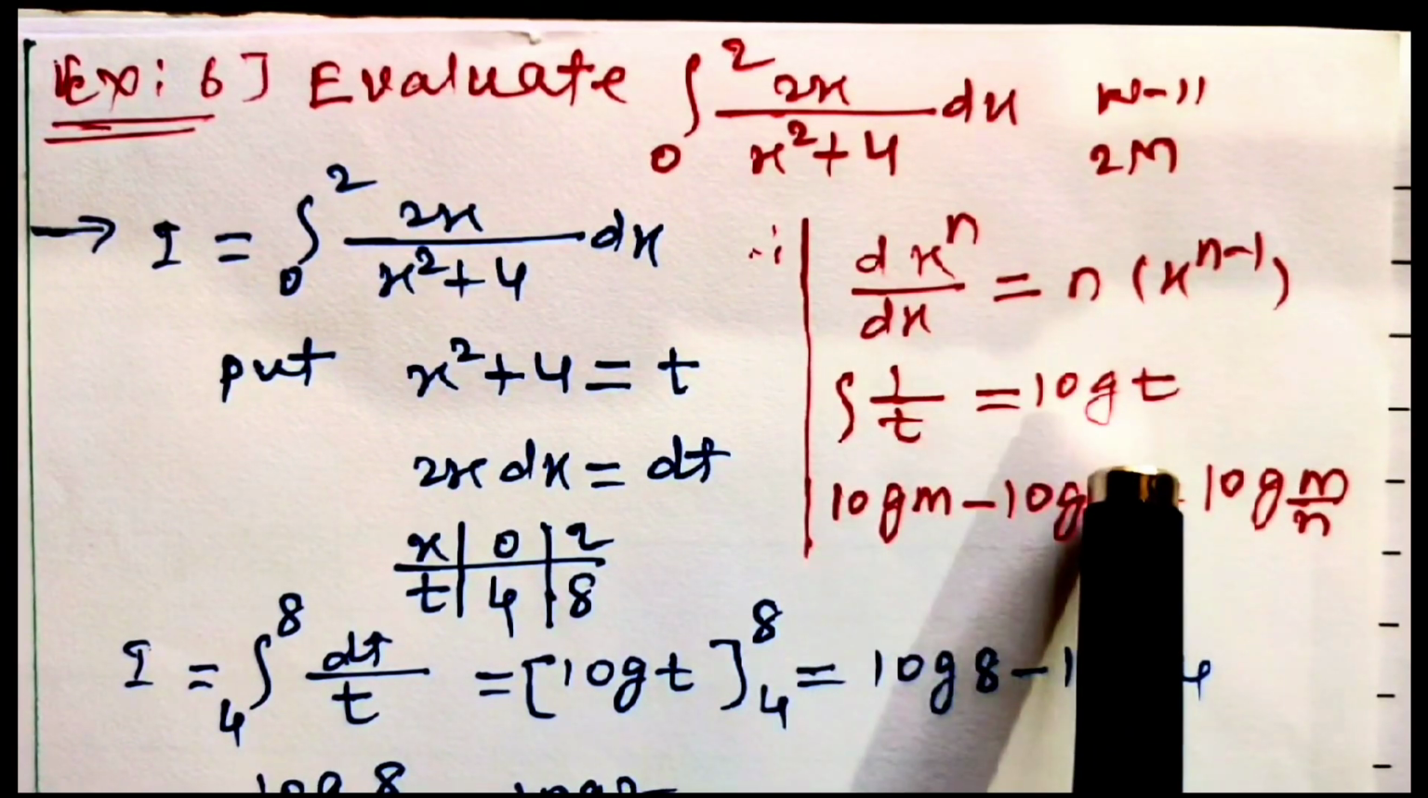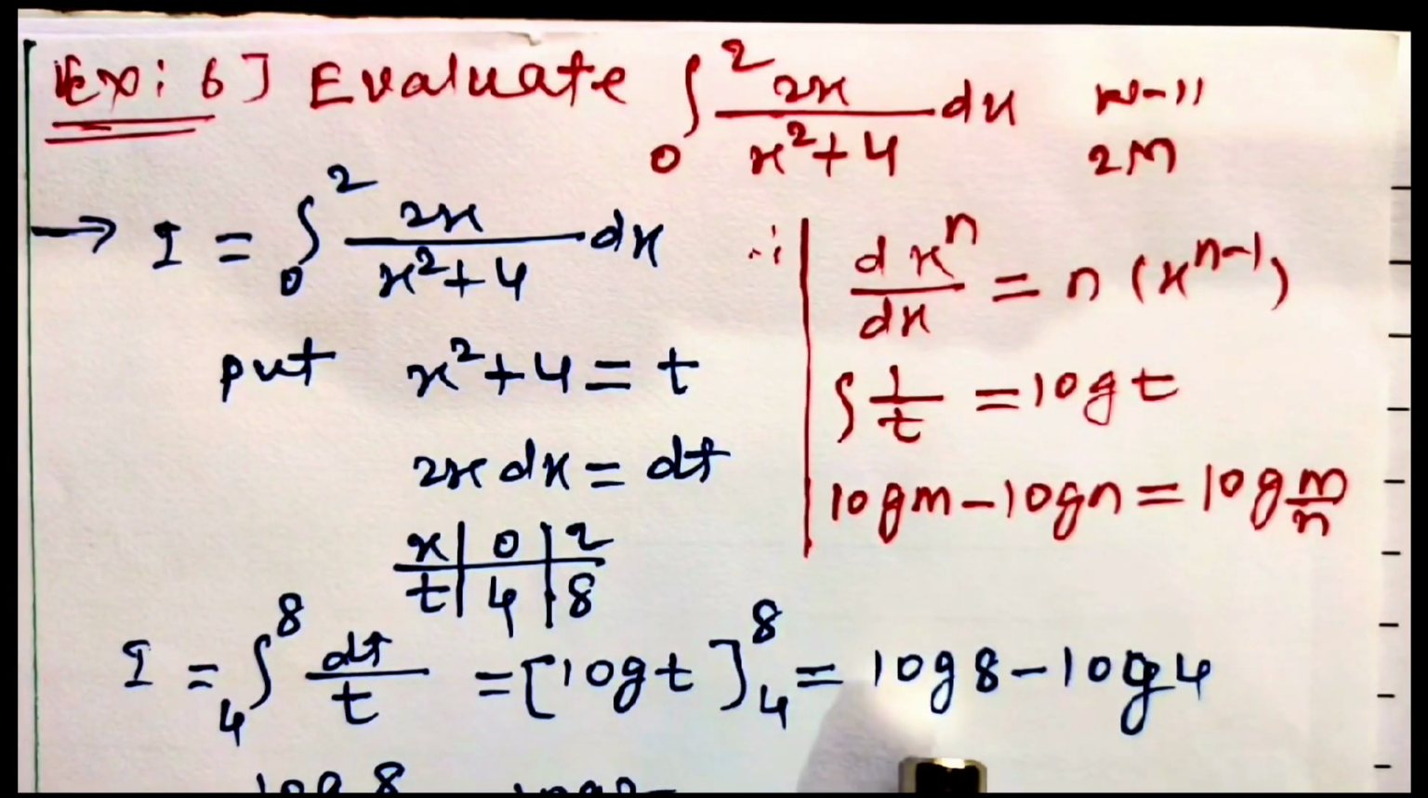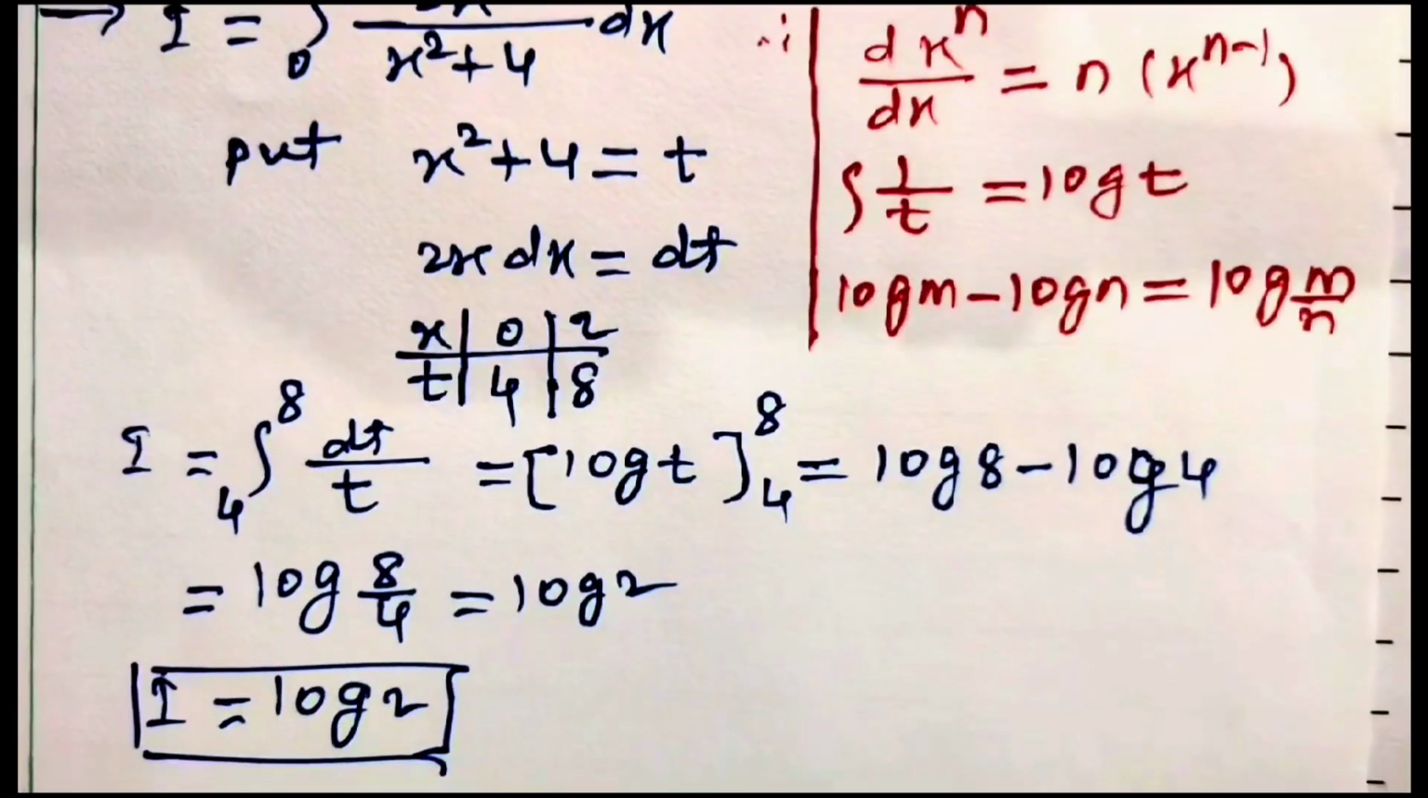Integral of 1 upon t is log t here, and logarithm of m minus logarithm of n. Applying this formula here, this gives logarithm of m upon n. M is 8, n is 4. So I is equal to log 2 is the answer.